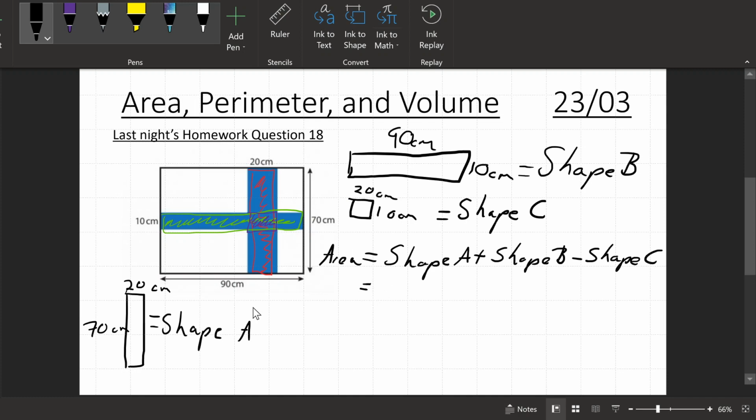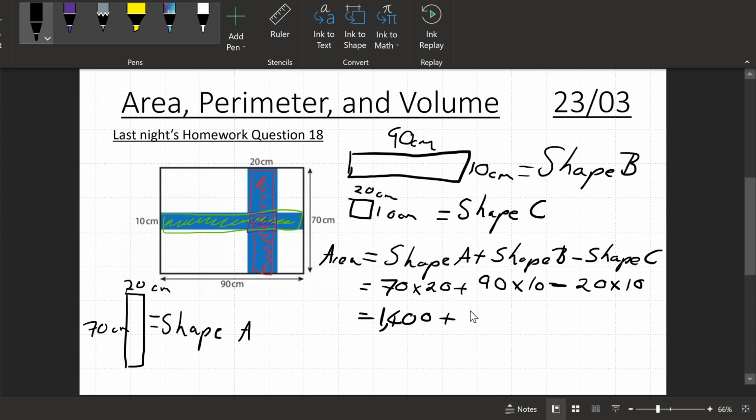Okay, so what is shape A? Well, shape A is, as we've established, 70 multiplied by 20, plus shape B, which is 90 multiplied by 10, and shape C is 20 multiplied by 10, so minus 20 multiplied by 10. So 70 multiplied by 20, you're free to take out a calculator and figure that out for yourself, but it's 1,400.